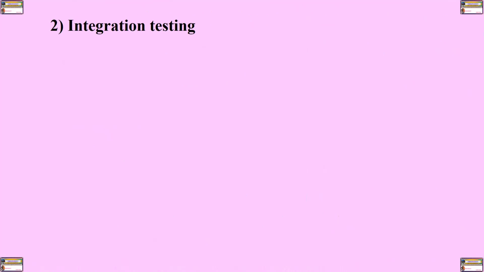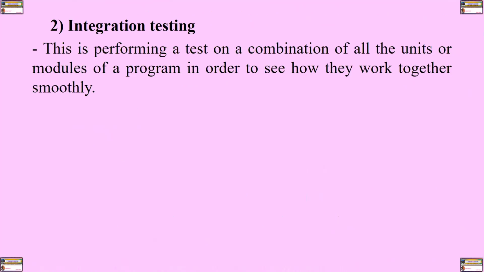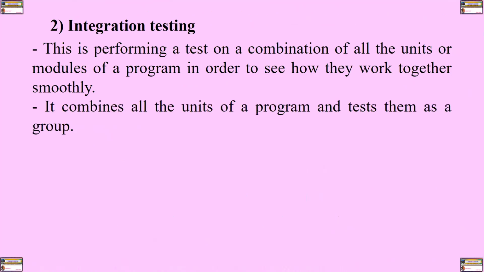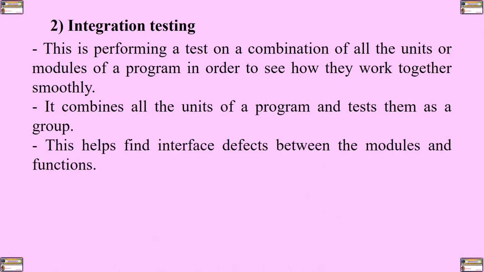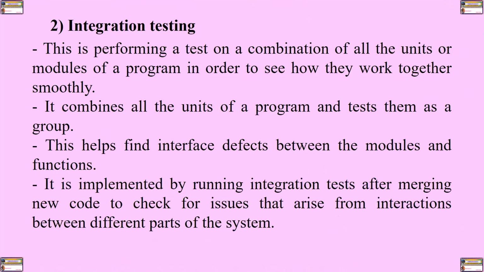The second level is called integration testing. This is performing a test on a combination of all the units or modules of a program in order to see how they work together smoothly. It combines all the units of a program and tests them as a group. This helps find the interface defects between the modules and the functions. It is implemented by running integration tests after merging new code to check for issues that arise from interactions between different parts of the system.